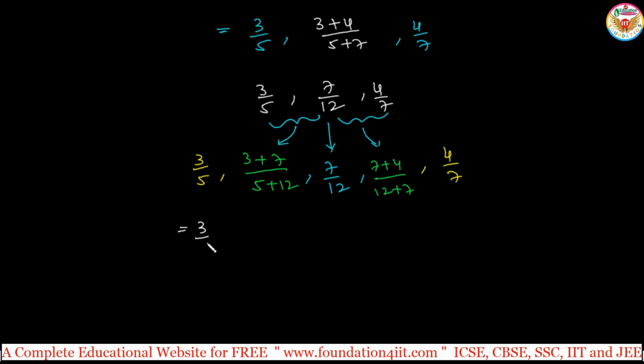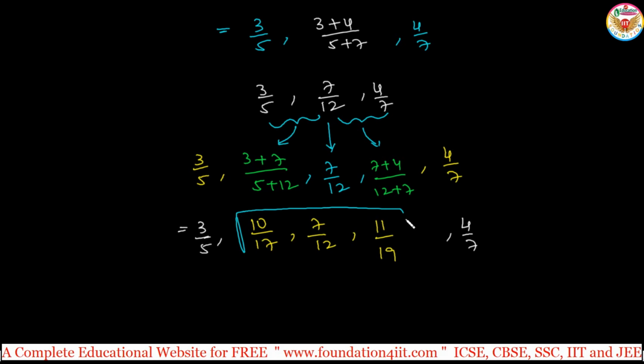So therefore 3 by 5, and last is 4 by 7. So in between, the other three are 3 plus 7 by 5 plus 12, so 10 by 17; 7 by 12; and 7 plus 4, 11 by 19. Right? So these three are the rational numbers between 3 by 5 and 4 by 7. Yes, this is the method we can apply.